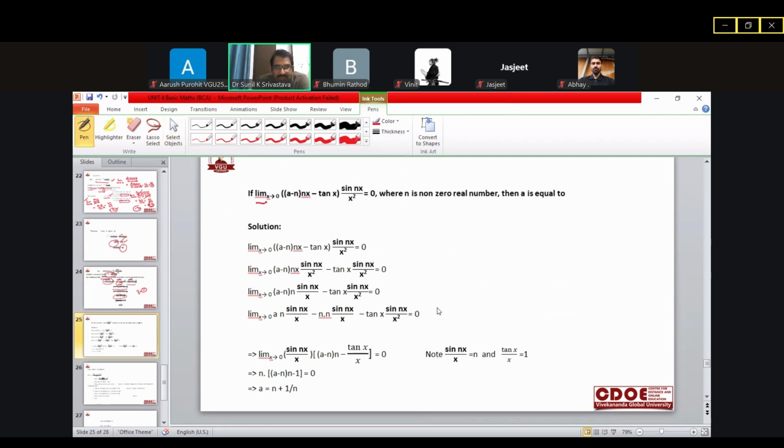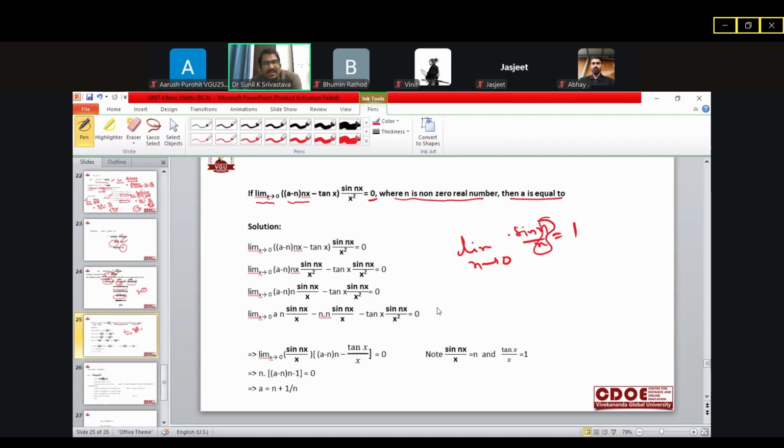If the limit as x tends to 0 of (a minus nx tan x) upon... sin nx upon x square is equal to 0, where n is a non-zero real number, what is the value of a? Here we have to use the concept: limit of x tends to 0, sin x by x is equal to 1. So x by x should be equal.